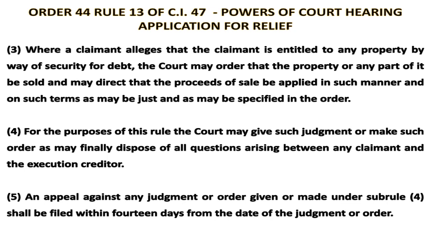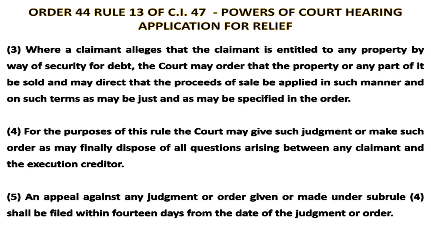Now, look at Order 44 Rule 13, Sub-Rule 4. For the purpose of this rule, the court may give such judgments or make such orders as will finally dispose of all questions arising between the claimant and the execution creditor. So as between the claimant and the execution creditor, the court can make such orders that would finally dispose of the matter between you, the claimant, and the execution creditor, if the property belongs to the claimant. When the court resolves that, it shall finally dispose of all the questions between the claimant and the execution creditor.